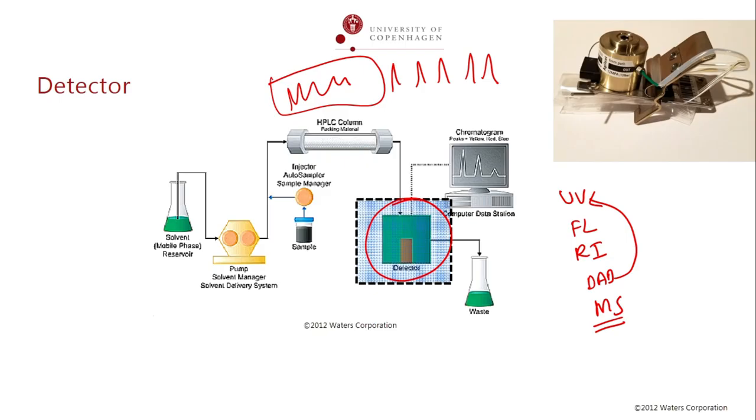And there are different types of detector depending on what you want to measure. If your analyte absorbs in the UV region, you have to take the UV detector. If your analyte is fluorescent, take fluorescence detector. If your analyte has a refractive property, you take refractive index detector, for example, sugars, organic acids, and so on. So depending on what you need, different techniques are available for the detection.